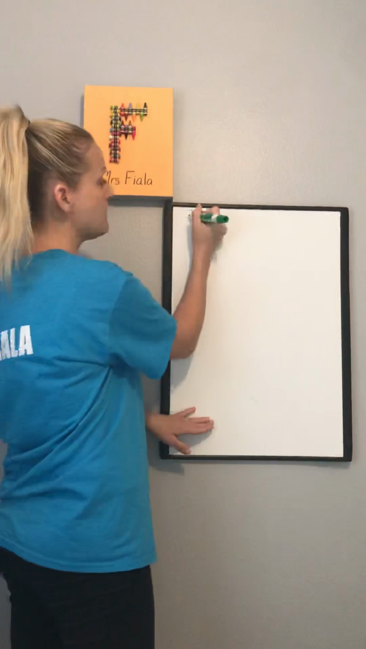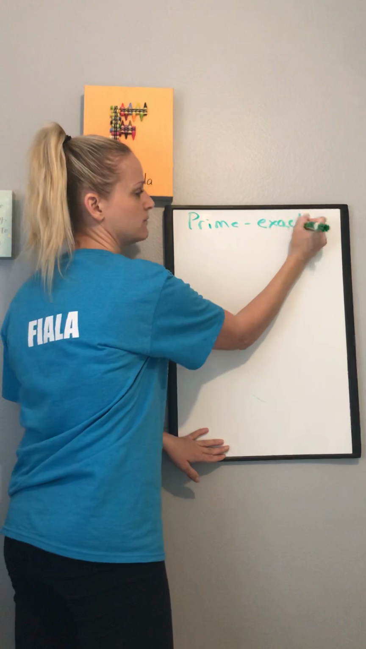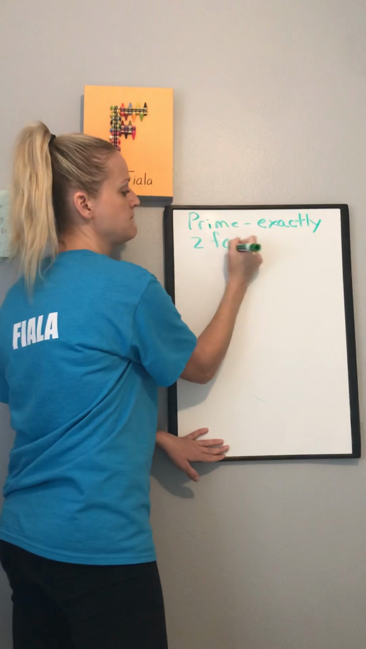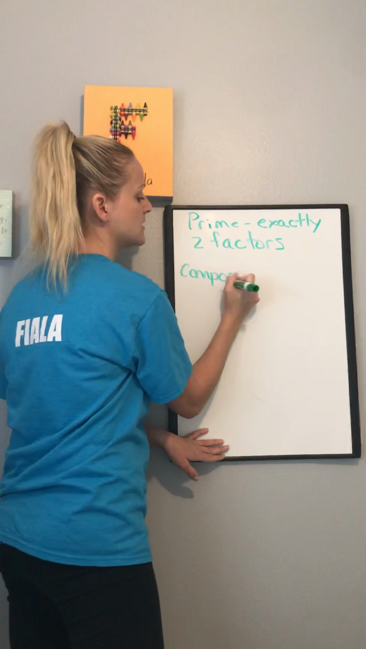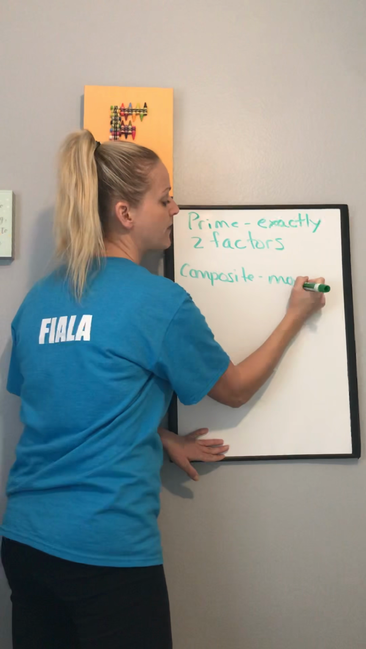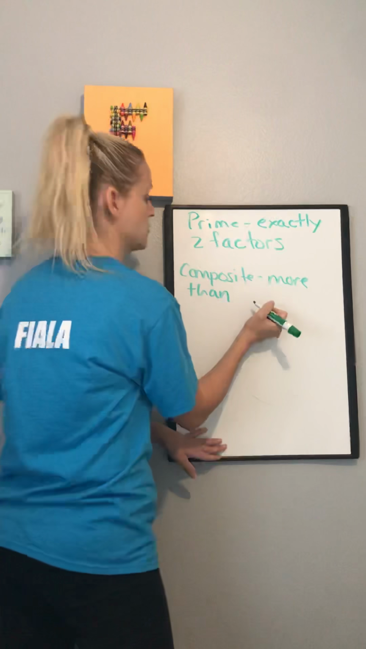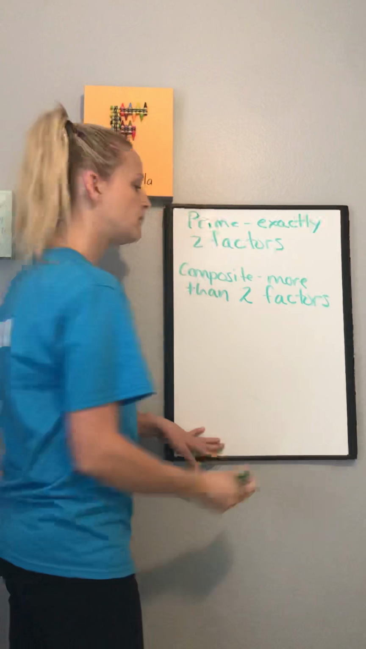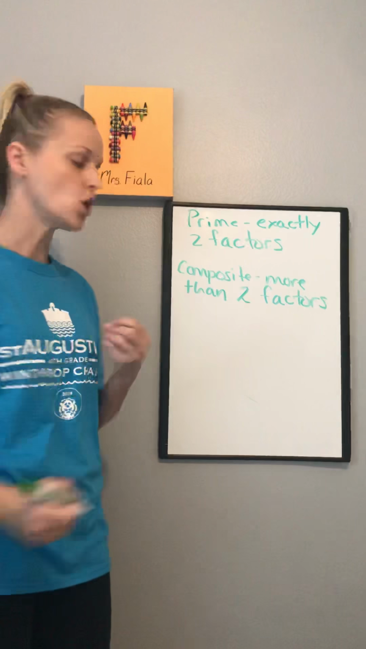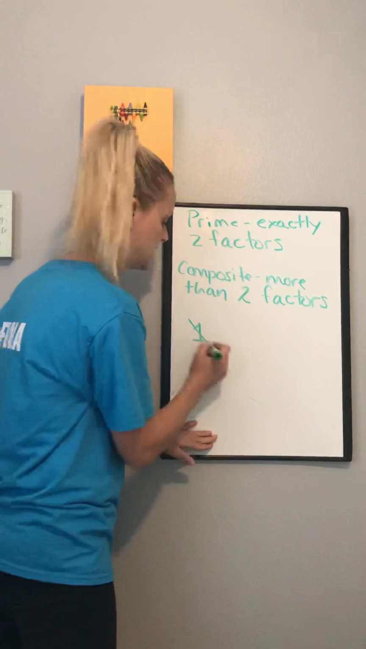There's also a review on your quiz about prime and composite numbers. Remember, a prime number has exactly 2 factors. A composite number has more than 2 factors. So it could have 3 factors, 4 factors, 5 factors, more than 2 factors. Keep in mind prime and composite numbers. Number 1 is neither prime nor composite.